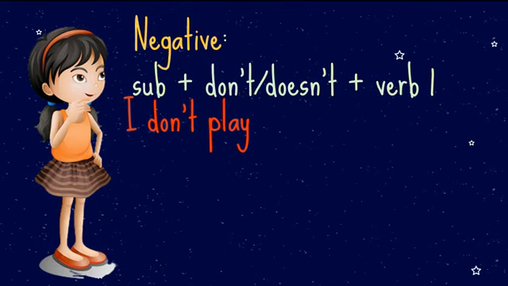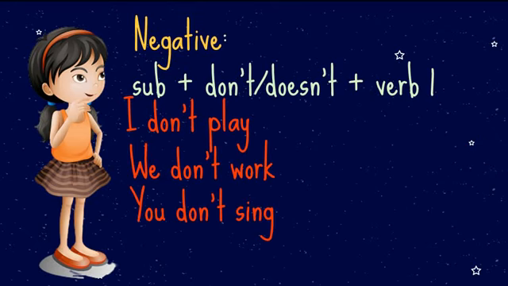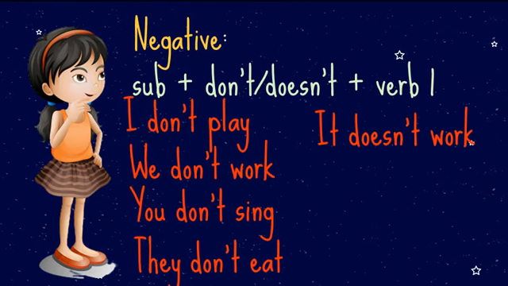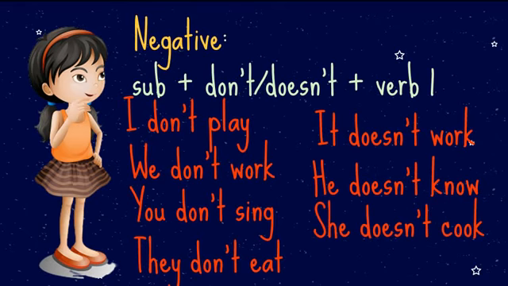I don't play. We don't work. You don't sing. They don't eat. And for the third person singular, we'll use doesn't. It doesn't work. He doesn't know. She doesn't cook.